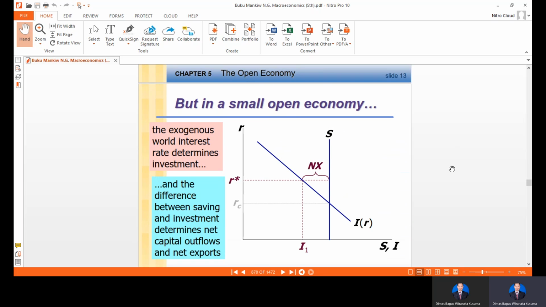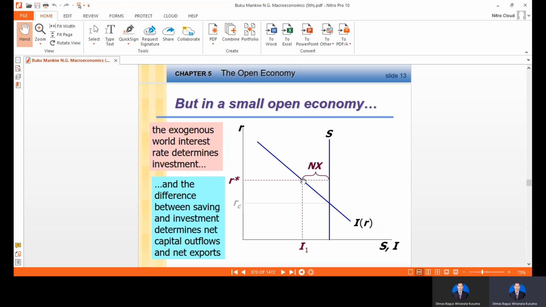But in the small and open economy, it is different. We have the exogenous world interest rate determining investment. So the domestic interest rate is not determined only by domestic activities or conditions, but also by the world interest rate. Because the world interest rate increases, it will spike the rate from RC to R star. So the impact is that investment will move to I1.